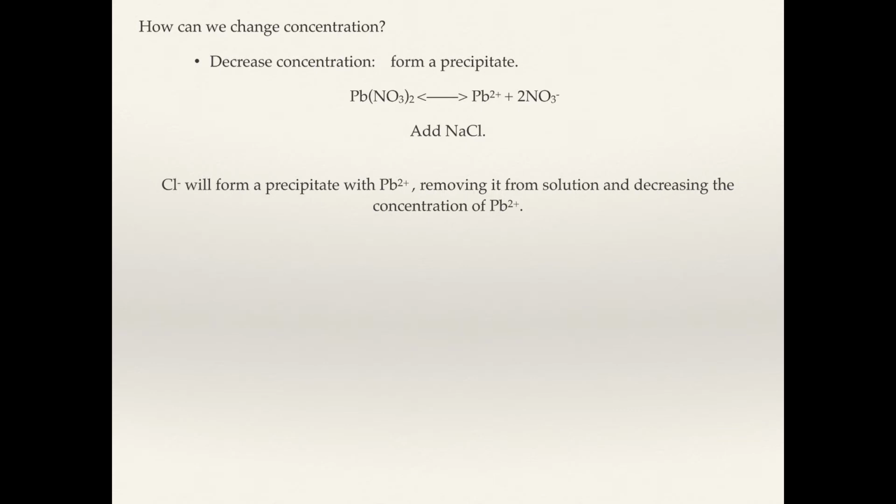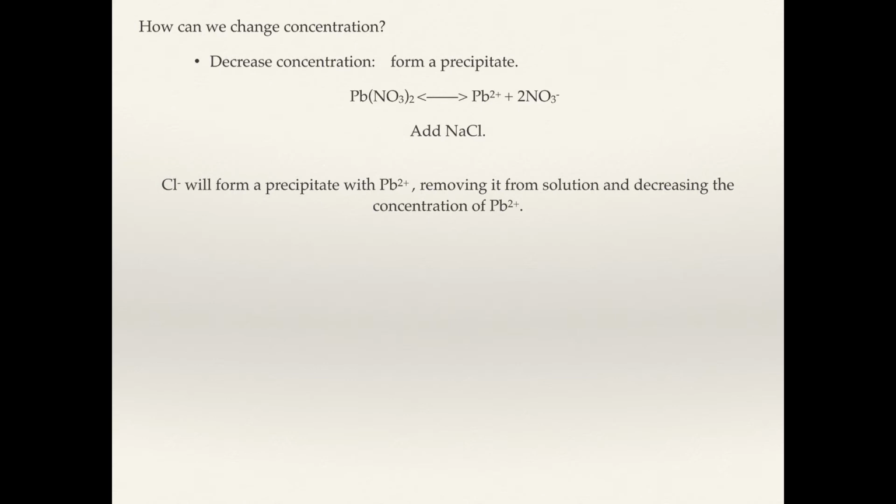Since chloride and lead can form a precipitate, PbCl2, what's going to happen is that PbCl2 is going to become a solid, removing lead ions, Pb2+, from the solution. So since you're removing the lead ions from solution in order to form a solid, that causes the concentration of lead ions to decrease.